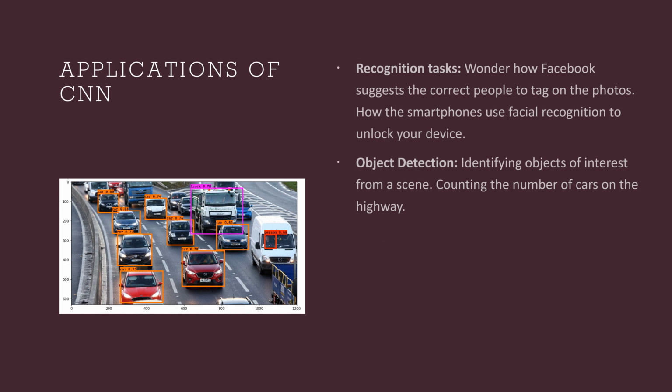Applications of CNN are recognition tasks and object detection. Did you ever wonder how Facebook suggests the correct people to tag in your photos, or how facial recognition works on your smartphones? The reason behind them is CNN. It can also detect objects from a far distance, like it can count the number of cars or trucks on a highway. Not only this, but there are so many applications of CNN.